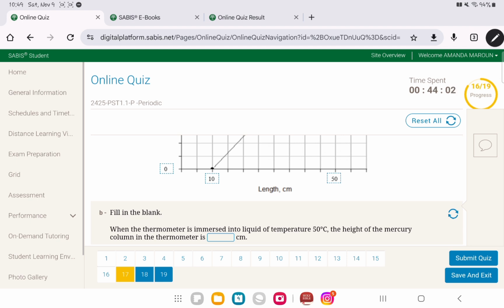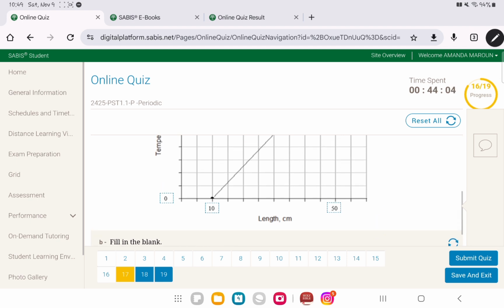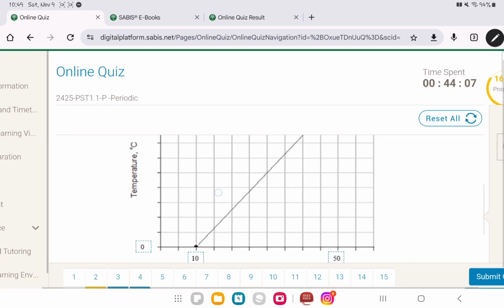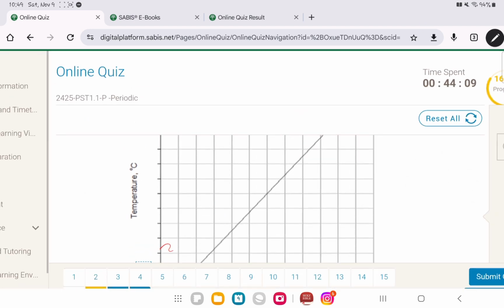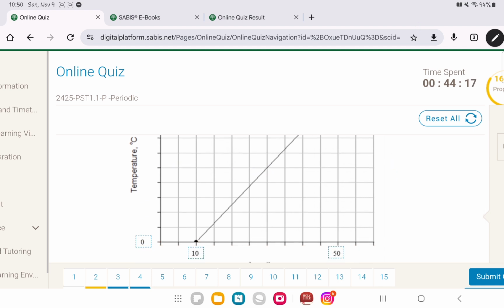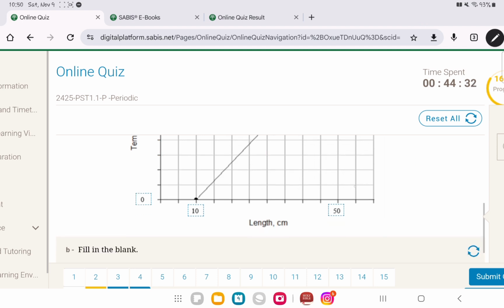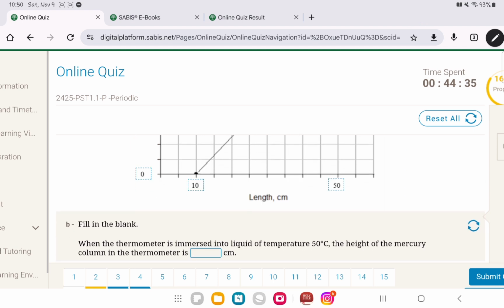Now they need when the thermometer is immersed into liquid of temperature 50 degrees Celsius. So to find 50 degrees Celsius, we're going to take 0, 10, 20, 30, 40, 50. So over here, it meets at this point. This is 50 degrees Celsius. It meets at this point, and this length is 10, 15, 20, 25, 30. So the length in centimeters at 50 degrees Celsius is 30 centimeters.